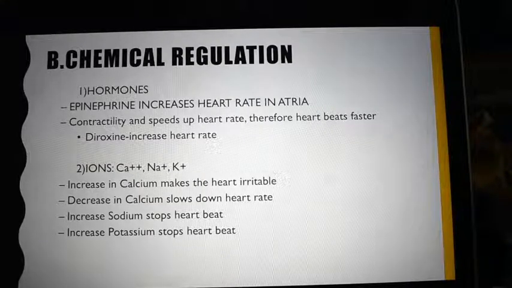Ions are other chemicals that affect the heart. It includes calcium ions, sodium ions, and potassium ions. An increase in calcium ions makes the heart irritable. The decrease of them slows down the heart rate, because this is due to the membrane potential and the threshold that we were talking about earlier that makes the heart contract. Increase in sodium stops the heartbeat, and then the increase in potassium also stops the heartbeat.